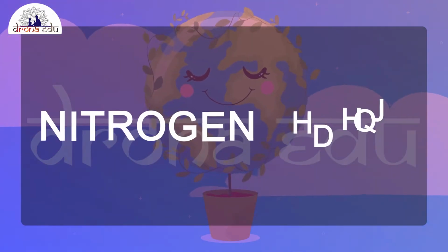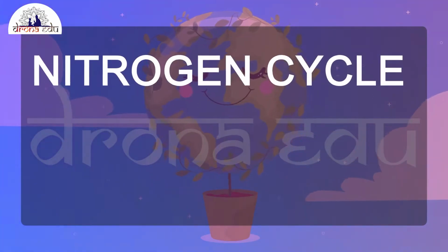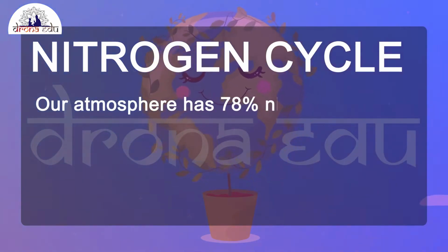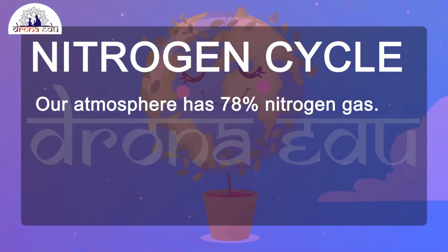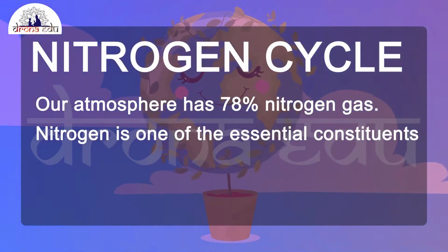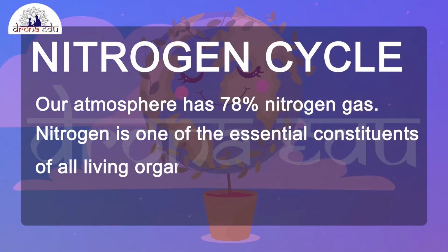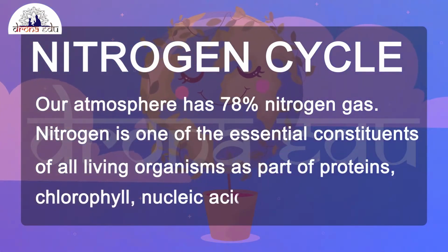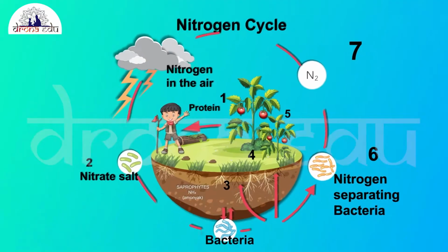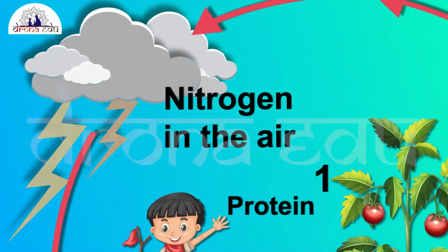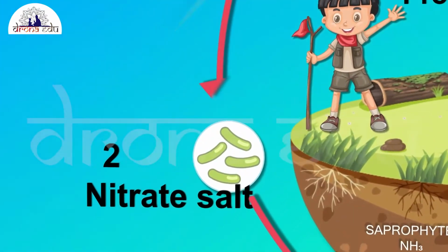Now let us know about the nitrogen cycle. See, we all know our atmosphere has 78% of nitrogen gas. So nitrogen is one of the essential constituents of all living organisms, as a part of protein, chlorophyll, nucleic acid and vitamins. And this atmospheric nitrogen cannot be taken directly by plants and animals.